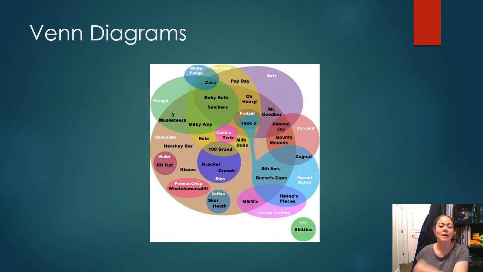Here's a really complex example of a Venn diagram, but it's also kind of fun because someone took the time to categorize or classify candy bars, different types of candy. So you could pause the video here and take a closer look at that diagram and see how fun it is to think about all the different characteristics of candy and how different candy bars share characteristics or are different from each other.